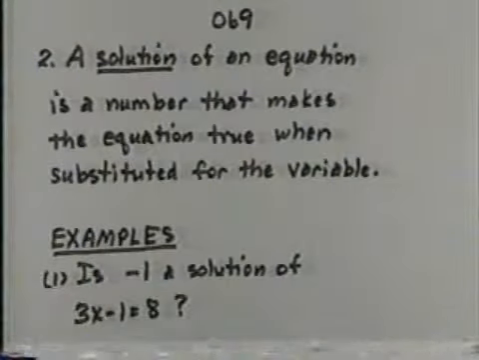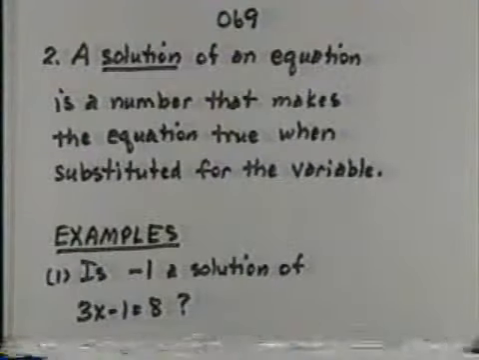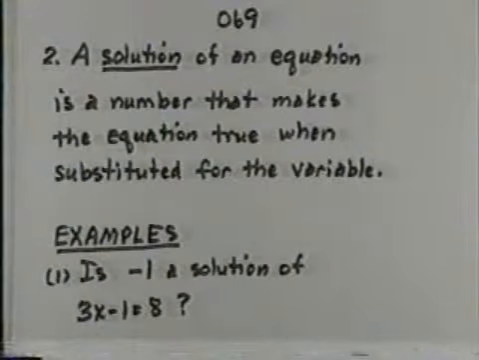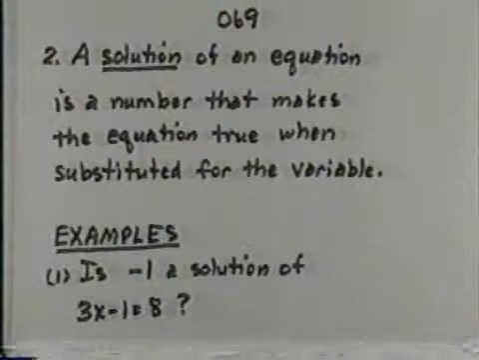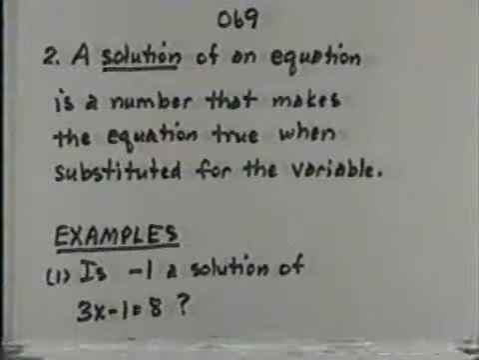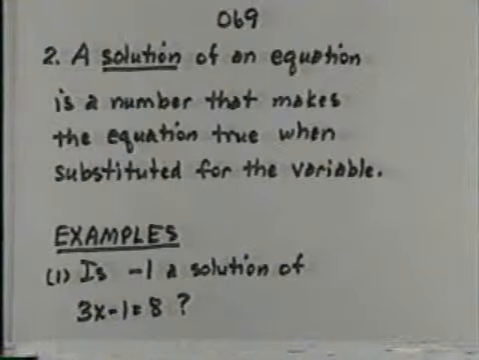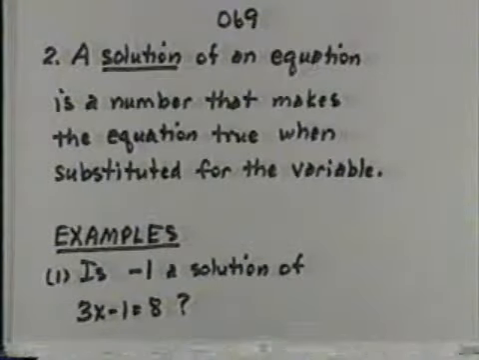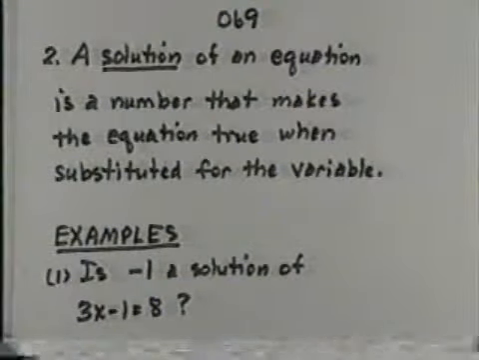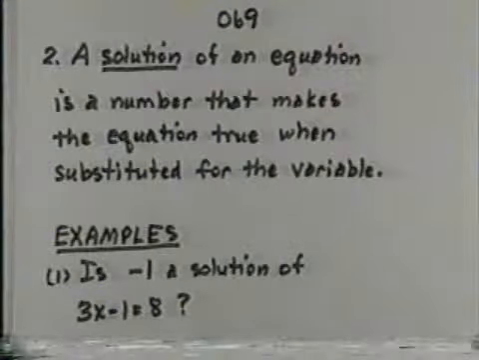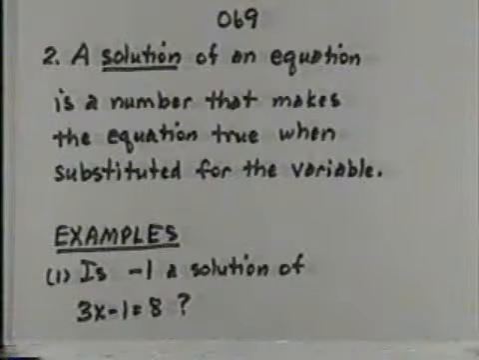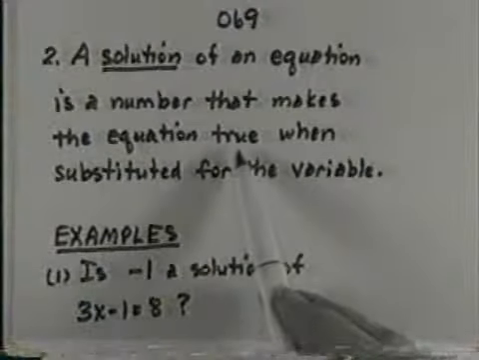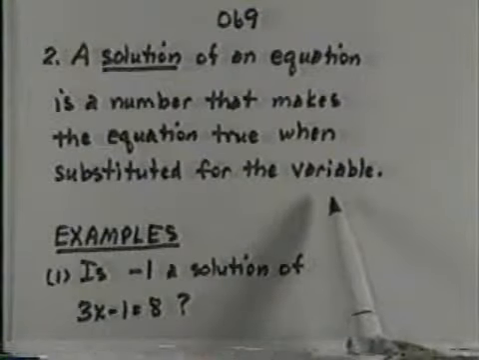For example, is -1 a solution of 3x subtract 1 is equal to 8? Remember, this is the equation that we had in our previous frame where we didn't know whether the equation was true or false. Now we're asked, is -1 a solution? Is -1 a number that makes the equation true when substituted for the variable?